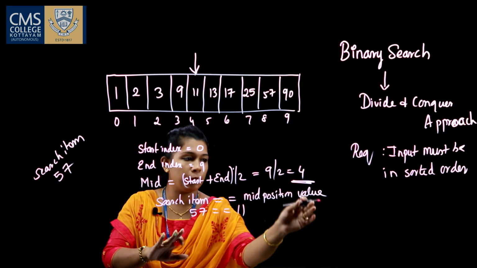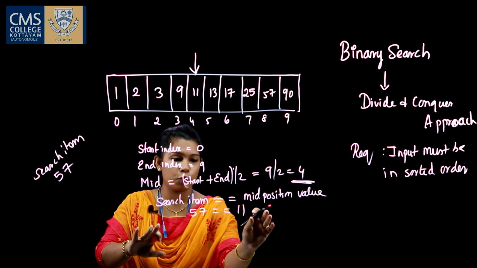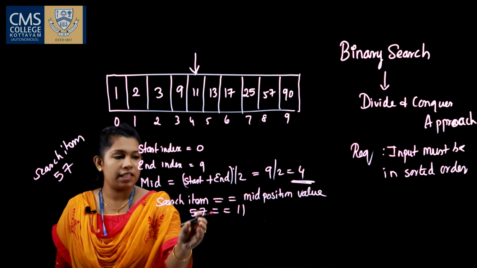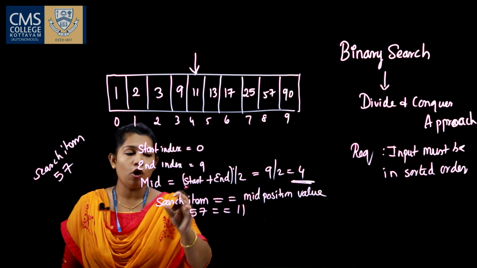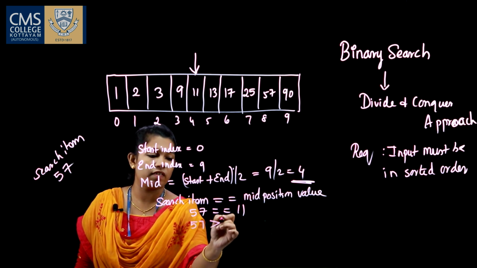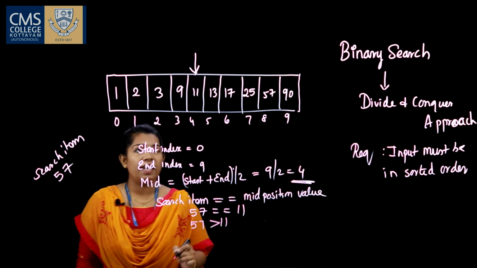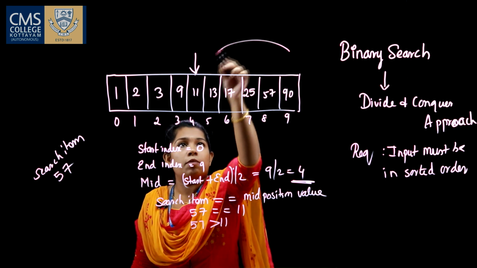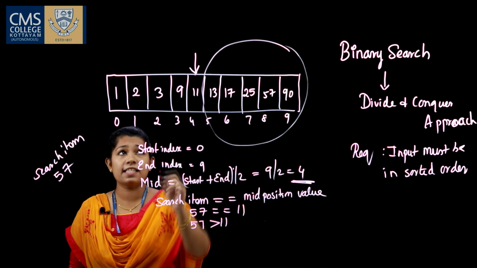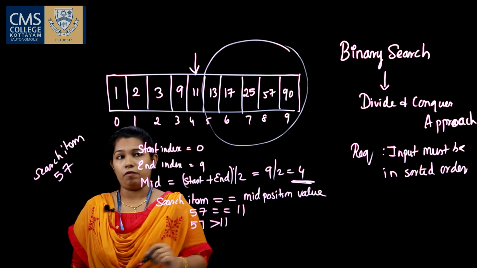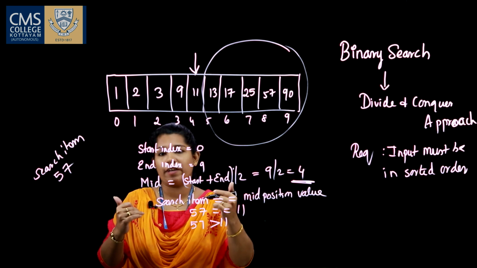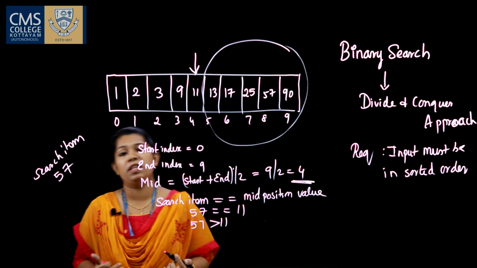After finding the mid position we compare our search item with the mid position. If there is no match, then you check whether 57 is greater than 11 or less than 11. Okay. So we check 57 greater than 11. If it is greater than 11, then our item will be in the second half, or if it is less, then it will be in the left half. So we need not search the entire list; we can reduce our comparisons by following this divide and conquer approach.